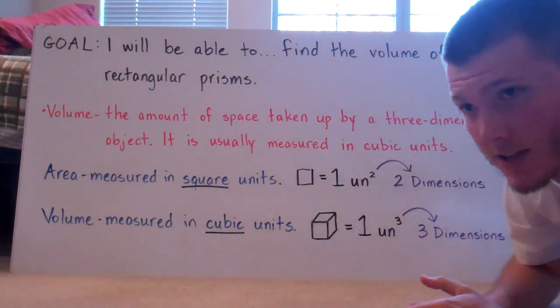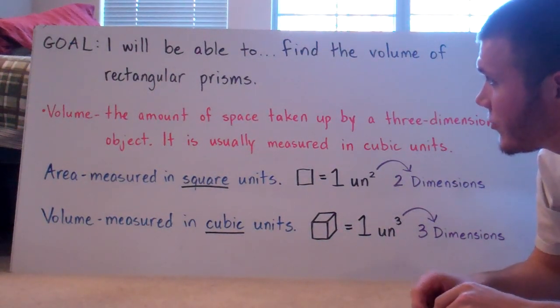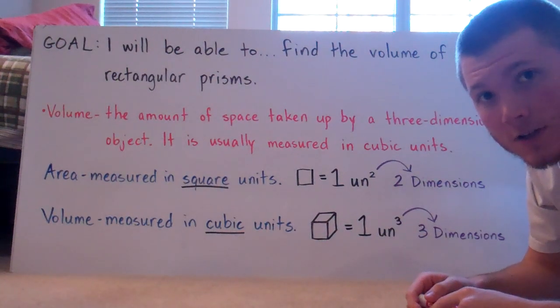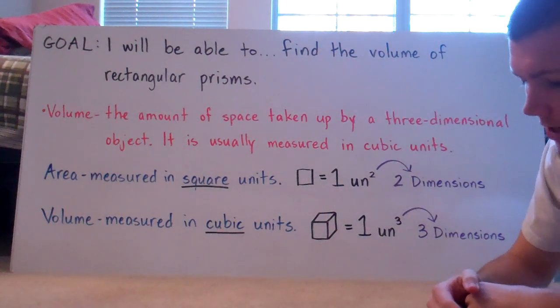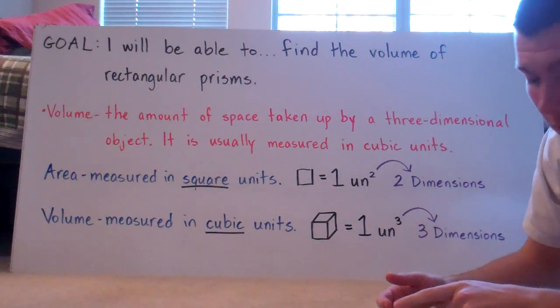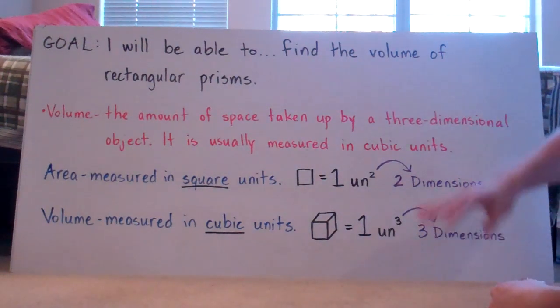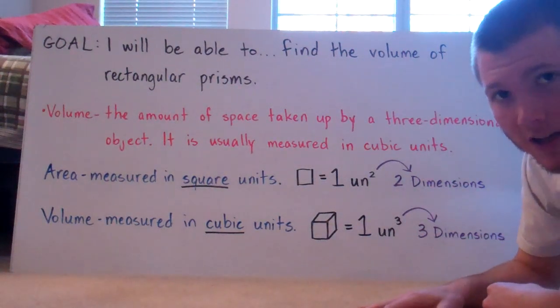Alright, what's happening, class? The goal for you today is for you to be able to find the volume of rectangular prisms. We've already found the surface area of rectangular prisms, triangular prisms, and right square pyramids. Now what we're going to do is try and find the volume of rectangular prisms.